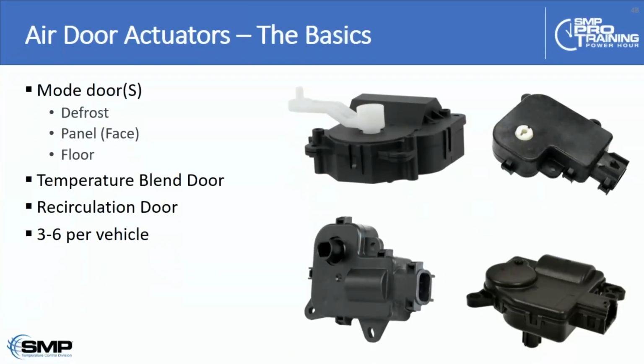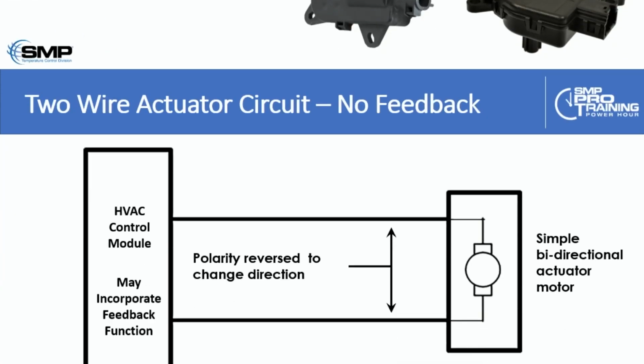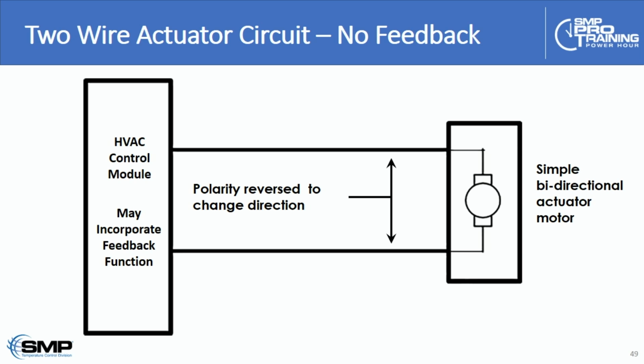So air door actuators, again, you've got your defrost actuator, the panel or mode door actuator, and when you're calling the parts counter, they're usually called the blend door, the recirc door, and the mode door, the typical names for these actuators. So there are two wires, very simple, almost like a power window motor, a simple 2-wire motor without feedback.